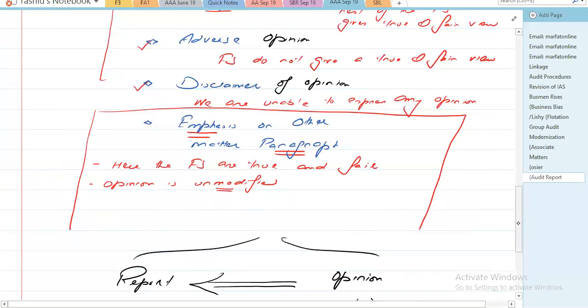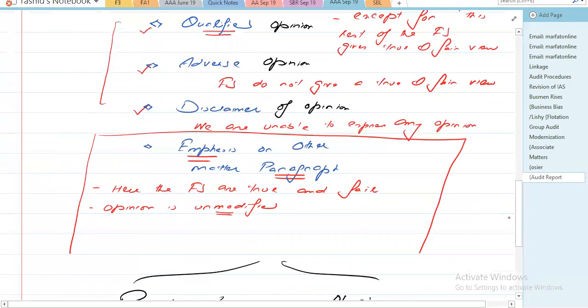So why have we written this thing under the modified report? Remember this thing: emphasis or other matter paragraphs are included within the audit report to draw shareholders' attention. Although we are going to discuss these two paragraphs in detail shortly, let me just introduce you.